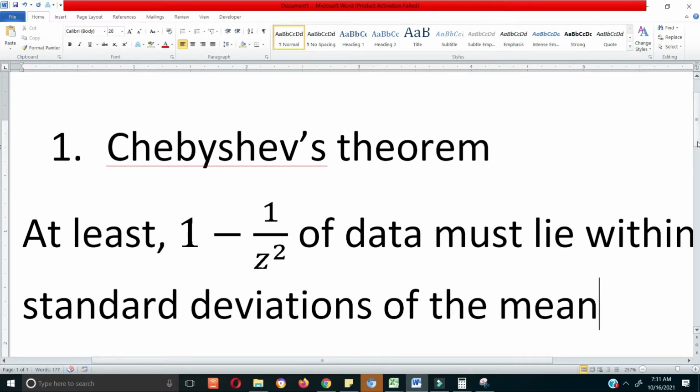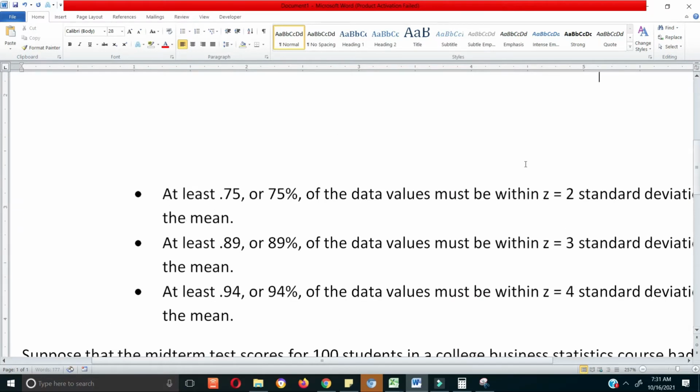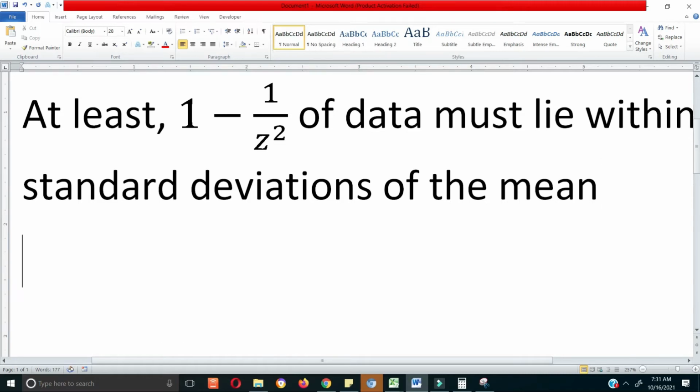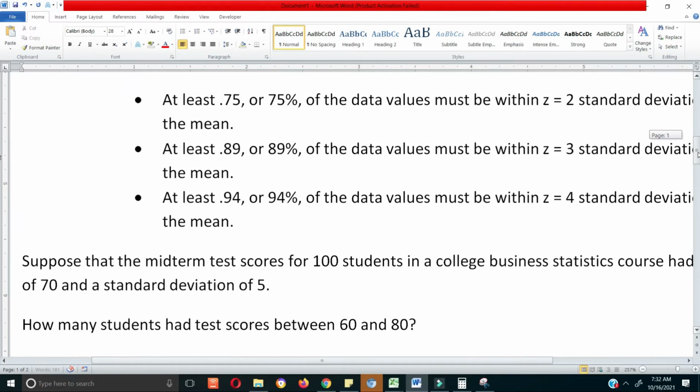So as an implication of this formula, you get the following. At least 75% of the data must be within 2 standard deviations of the mean. Let's have a look at that. What does that mean? We said 1 minus 1 over 4, because 2 standard deviations means z is 2, and 2 squared is 4. So this gives you 3 over 4, or 75%. So that's what it really means, at least 75%.